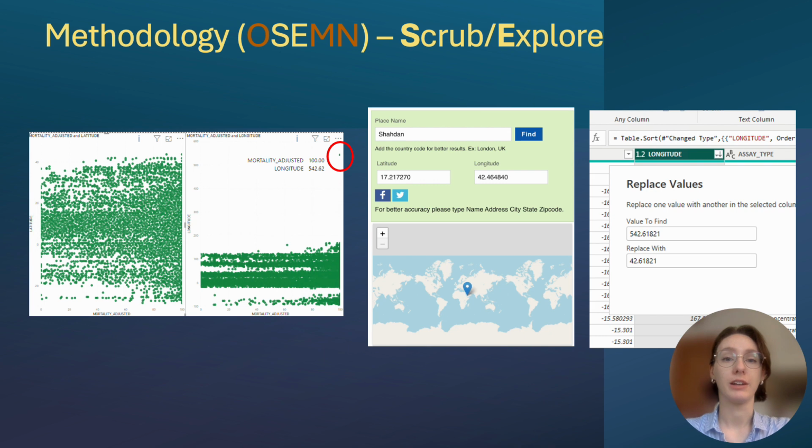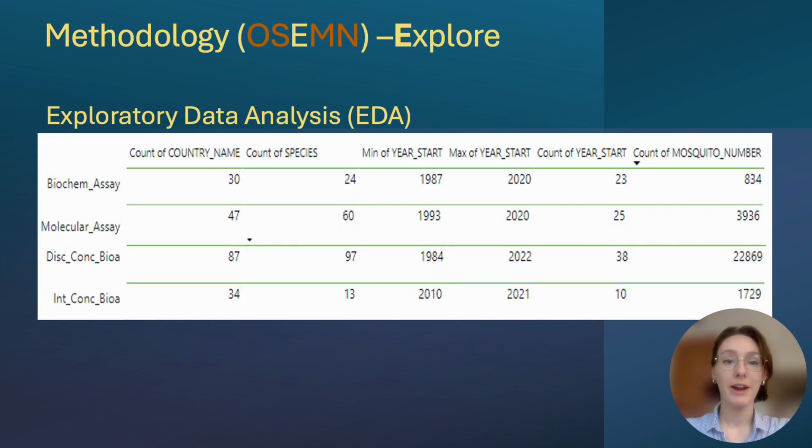Another example of error handling was finding a wrong data point when I made a scatter plot of longitude and latitude against mortality. I used a location calculator on Google to find the correct data point and replaced it in Power Query Editor. Comparing average, maximum, and minimum values provides a general overview of the data.